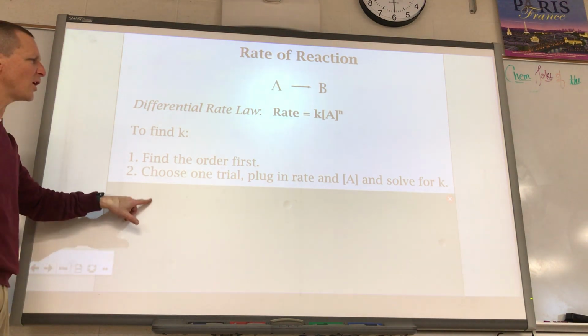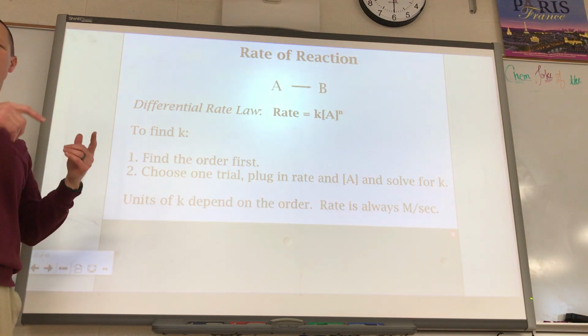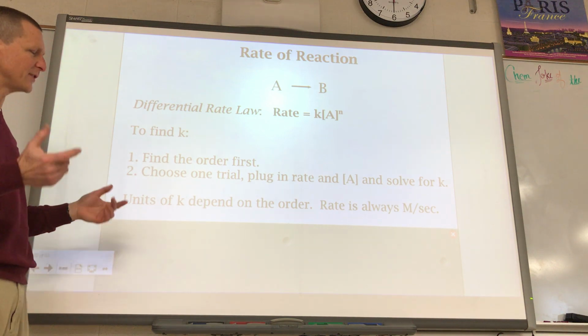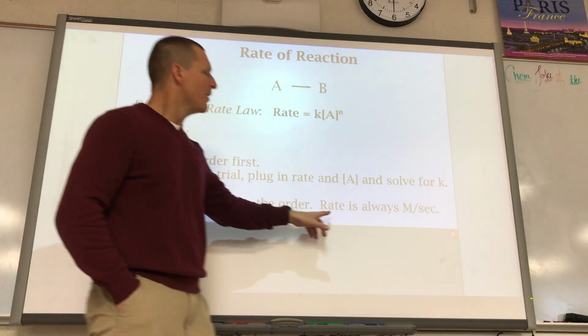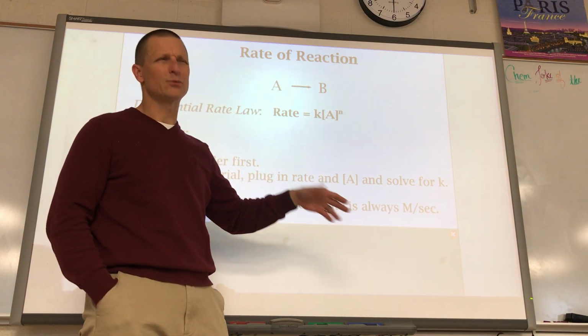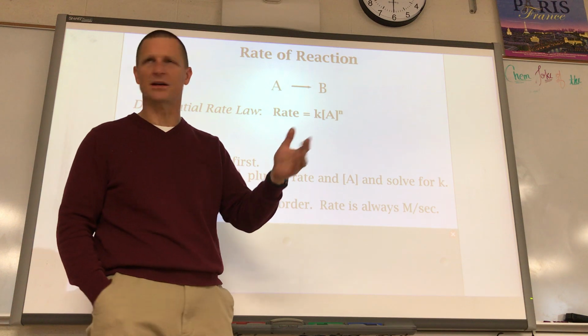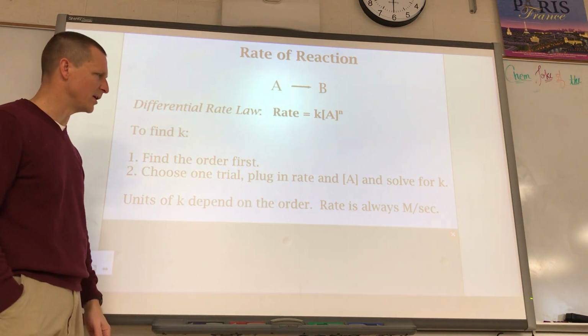Now, I know that we had talked about the unit on K. We kind of derived how we figure out the unit on K with the integrated rate law. Do know that the unit for the rate of a reaction is always going to be molarity per second. Rate is always something changing per second or per time. So in this case, the rate of a reaction is going to be molarity per second.